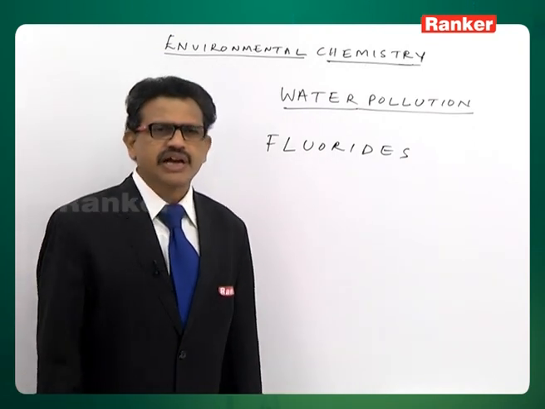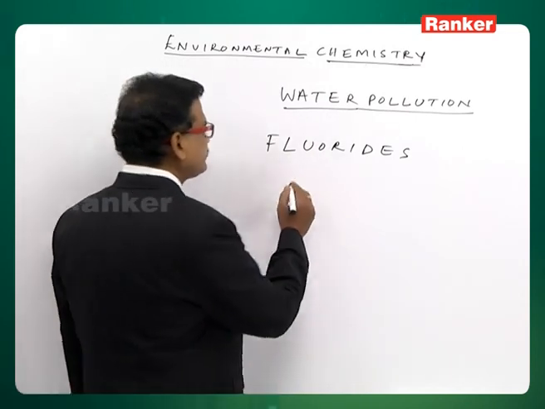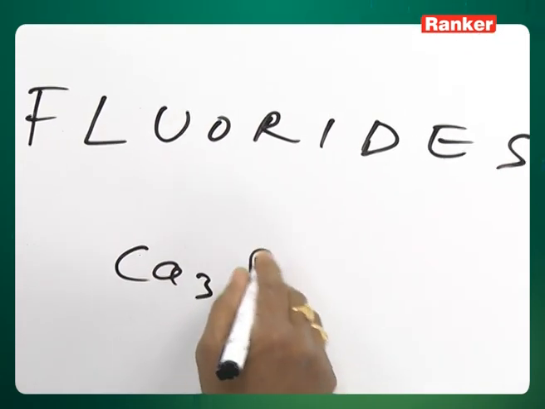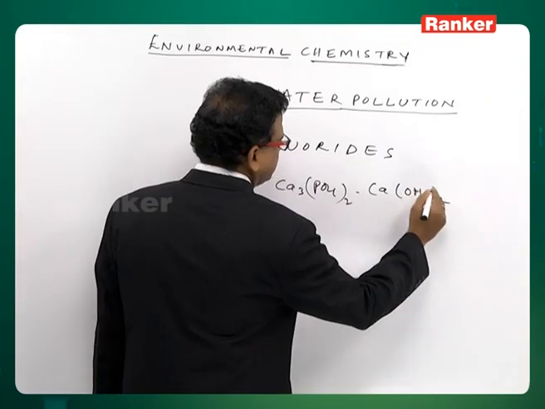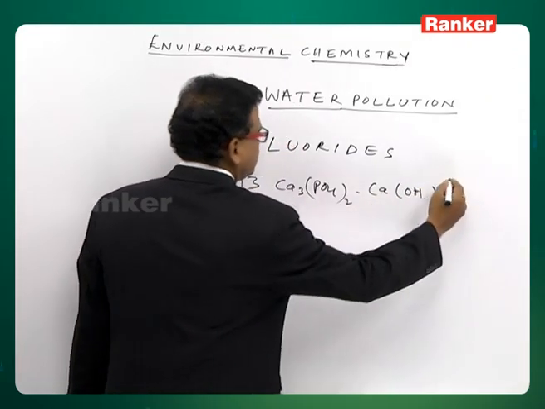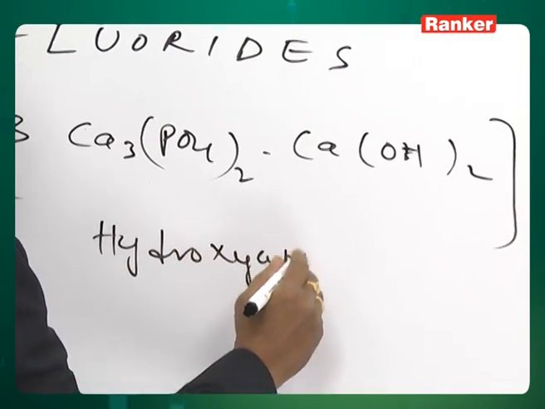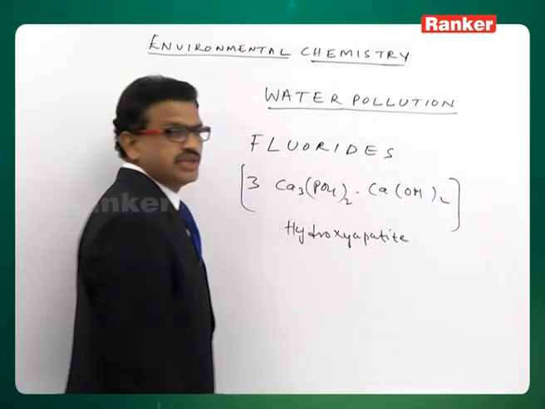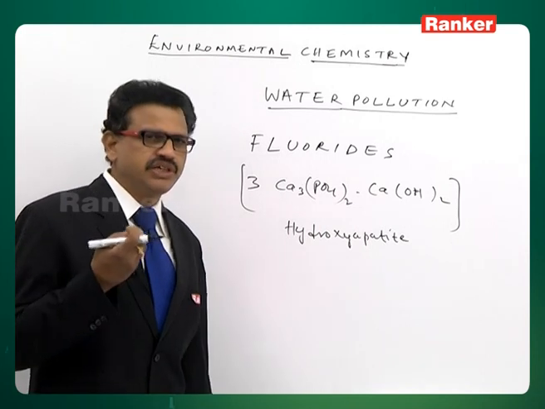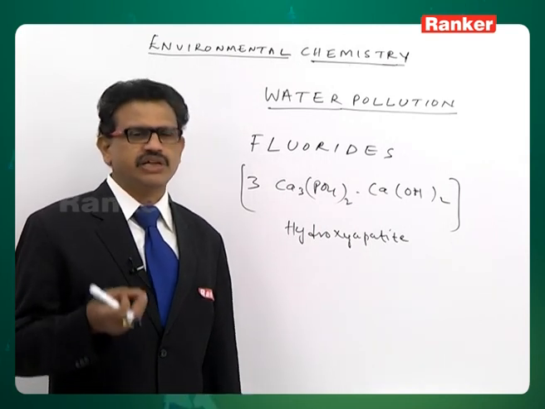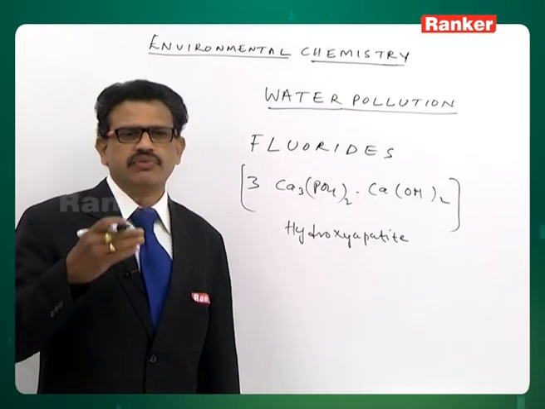Hydroxyapatite is considered a calcium phosphate along with calcium hydroxide. This hydroxyapatite is produced when fluoride ions combine with the enamel of the teeth and convert it into a much harder substance, and that will be useful for us.